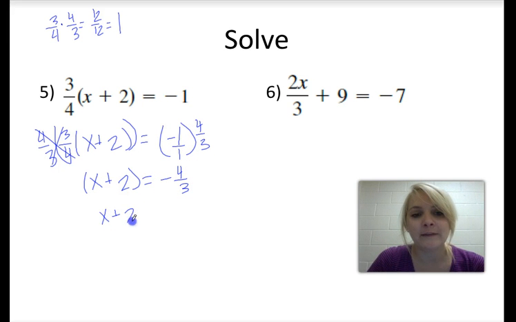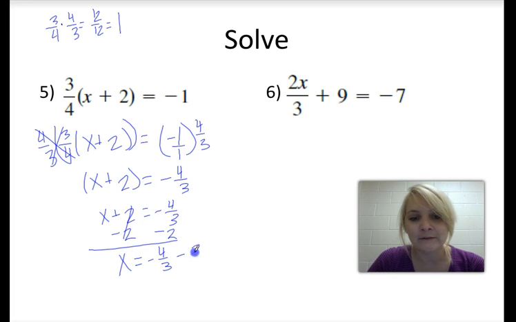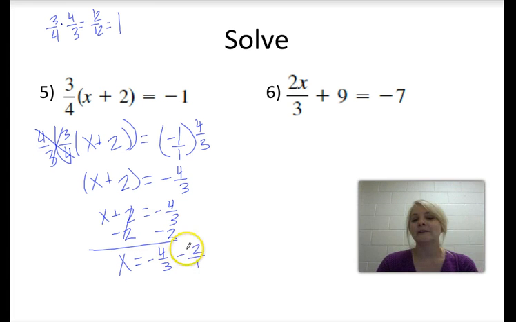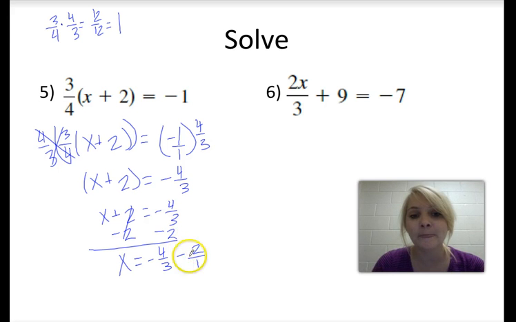So I can write this without parentheses. So I'll subtract 2 from both sides. So we will get x equals -4/3 minus 2. Now when we subtract fractions, we have to have the same denominator. So think of that -2 as -2 over 1. I need a denominator of 3. So I can multiply 1 by 3 to get a denominator of 3. Once again, whatever we do to the top, you have to do to the bottom.